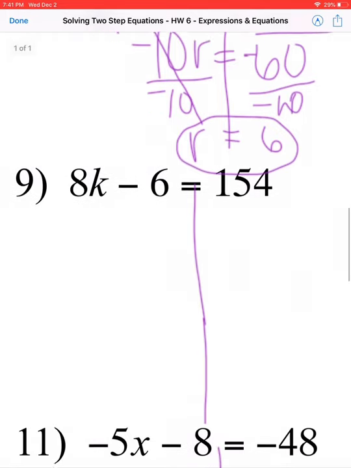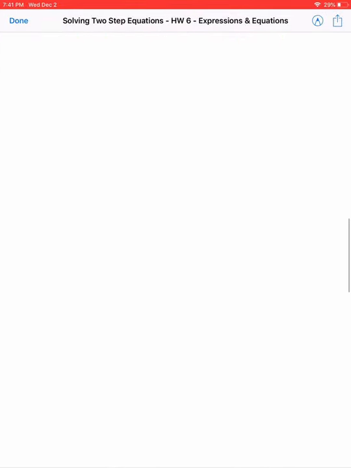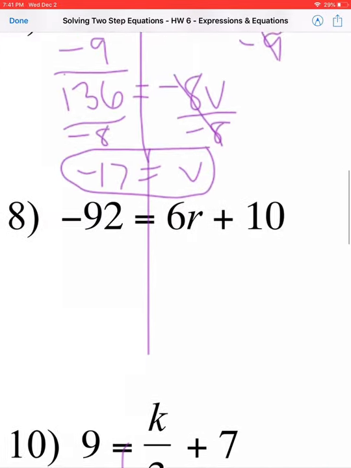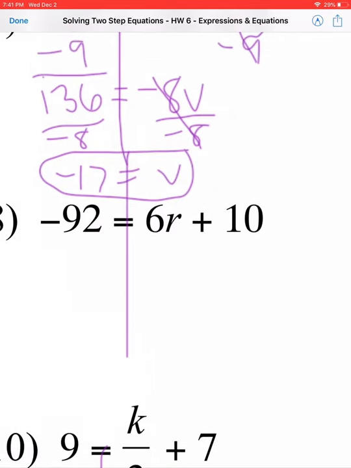Moving on to number 8. Here we go. Notice how I already have my party line. I'm going to make it a little bit longer.